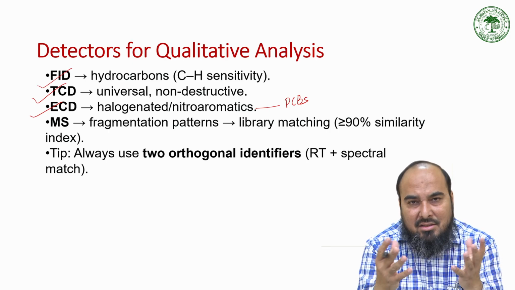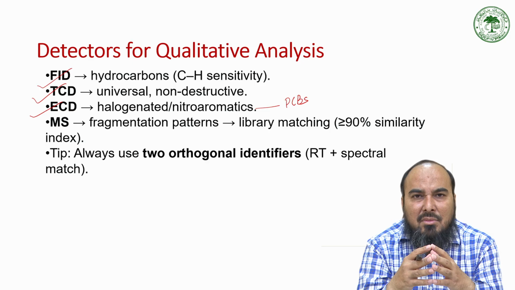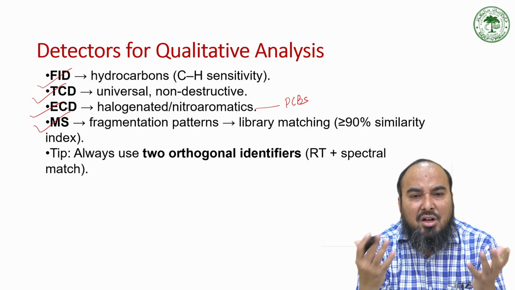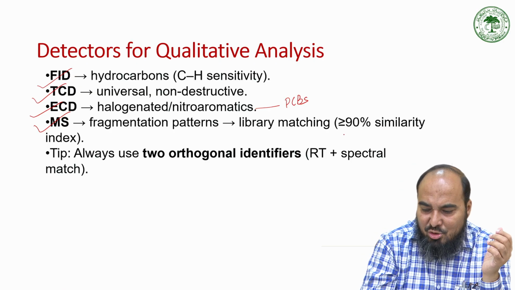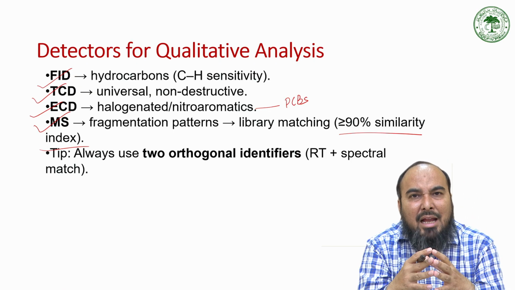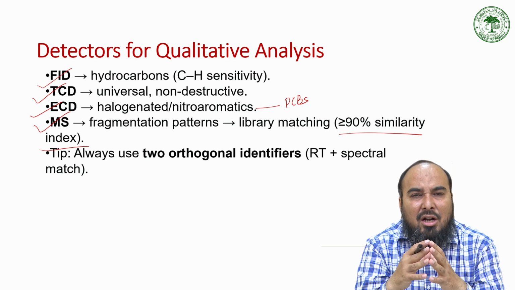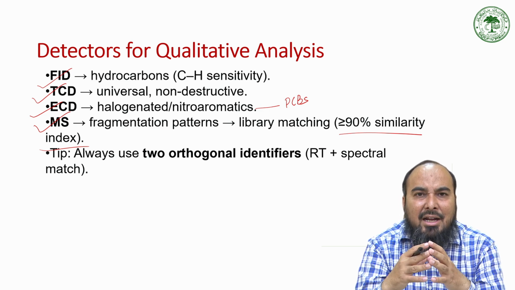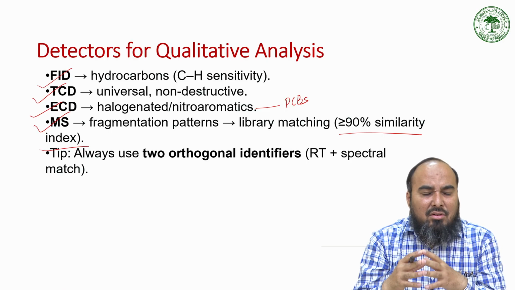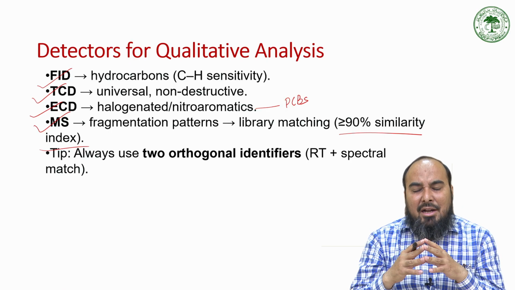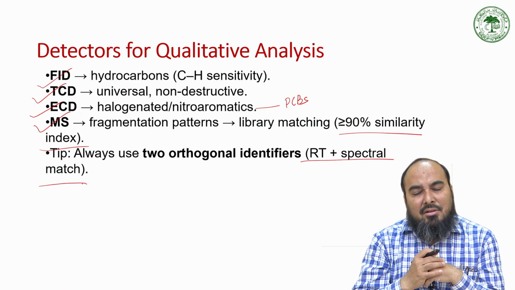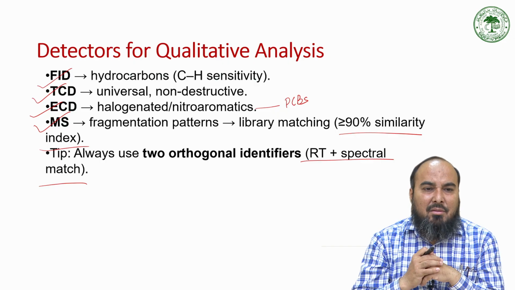Similarly, we have the mass spectrometer. That is the best one, because it also gives you structural information. It also uses a similarity index pattern, because it has a library, so you can always match your unknown compound and get an idea that okay, this is this and this is this. So the tip is that you have two orthogonal identities, that is the retention time and the spectral match.